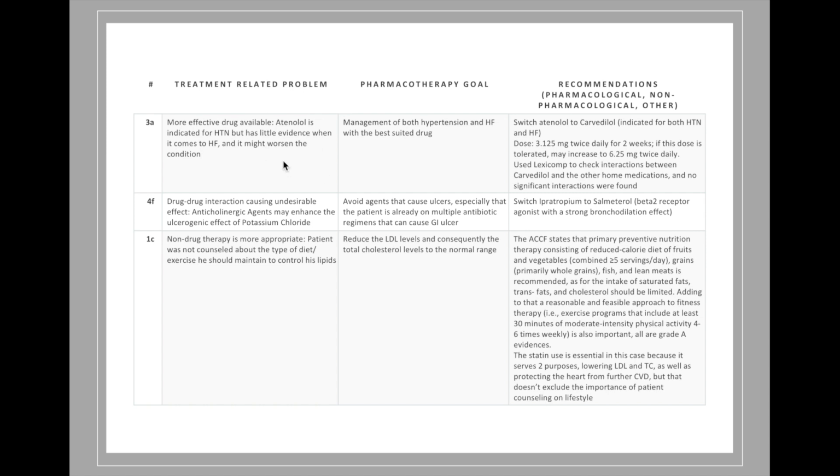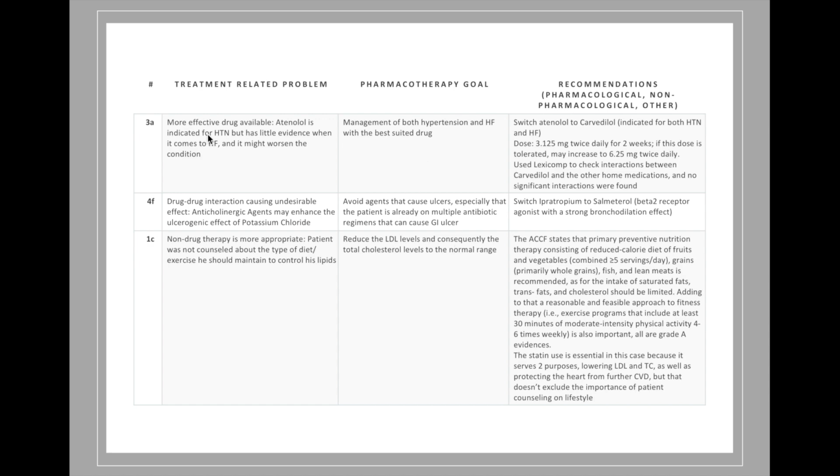Well, basically, atenolol is a beta blocker that works for the management of hypertension, but since the patient also has heart failure, we can give him a more suitable beta blocker. For instance, carvedilol that works for both hypertension and heart failure. We can start with 3.125 milligram twice daily. Then if the patient was unresponsive, we can always increase it to 6.25 milligram twice daily.